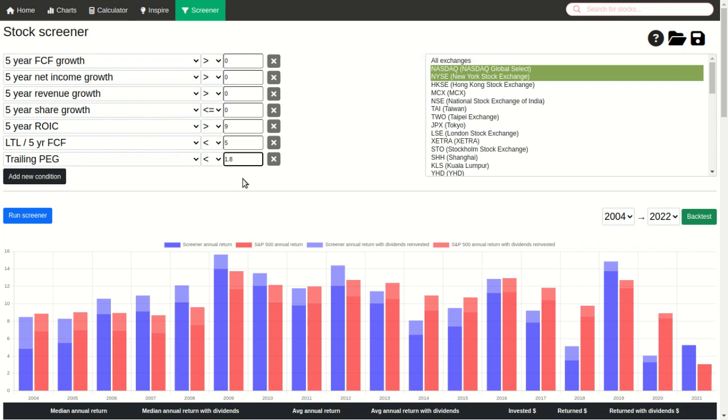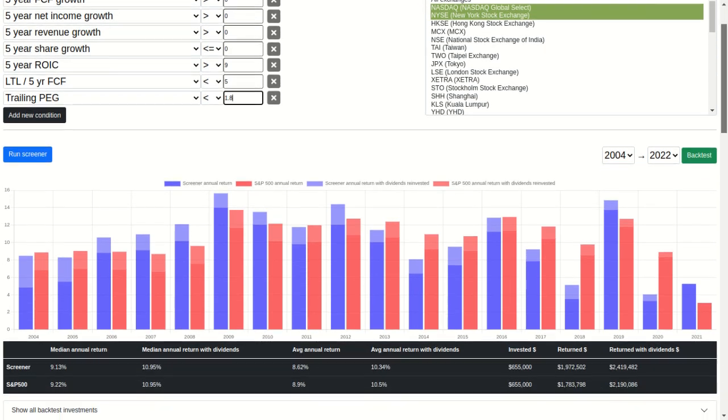And the growth is related to the PE, because we divide the PE by the growth rate. So if we have a 50 PE, it will still pass if the growth is also, let's say, 50. So let's test this out.